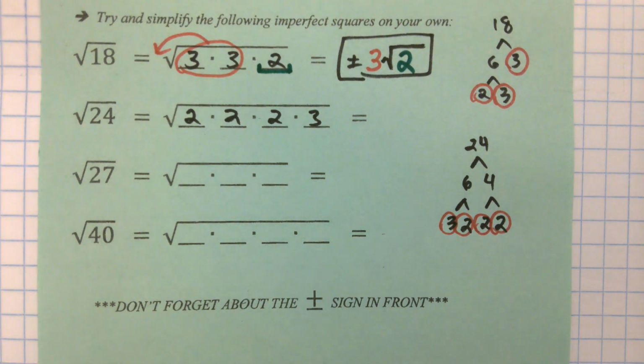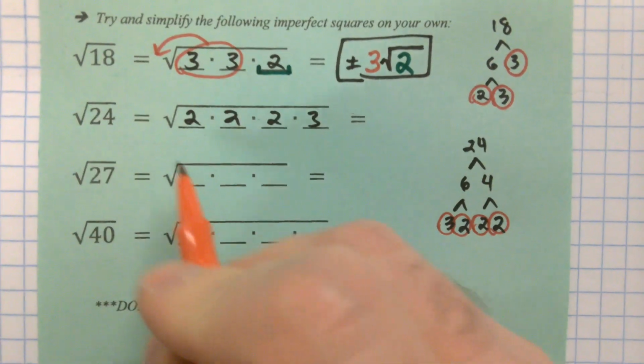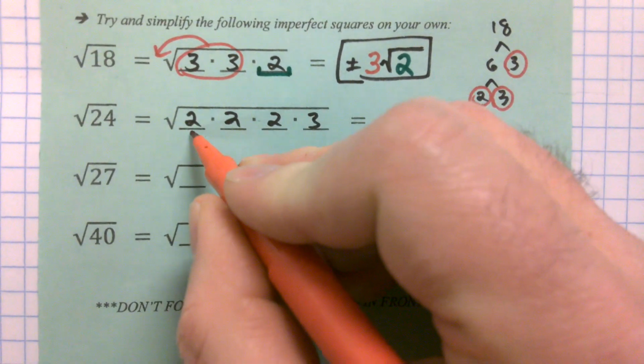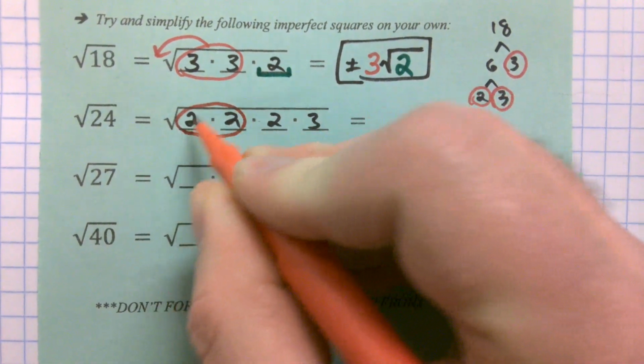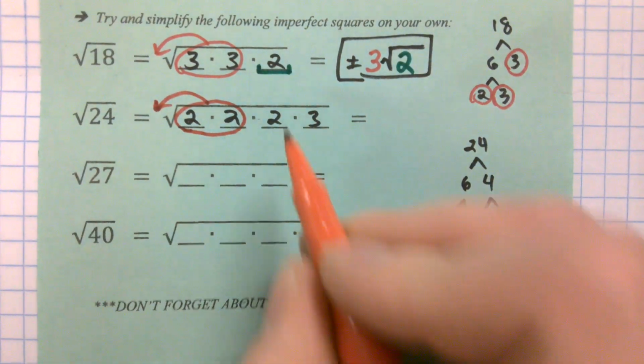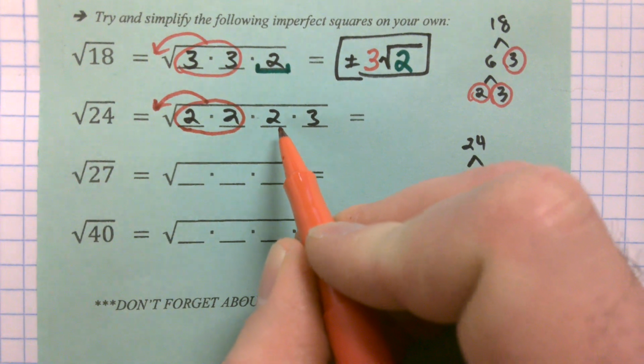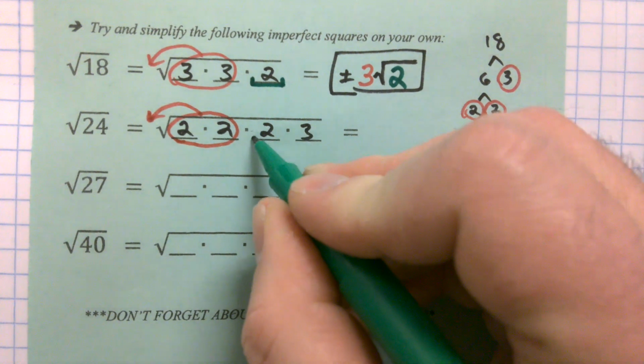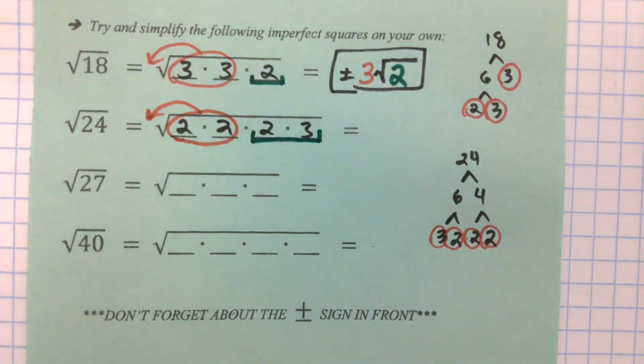Well, hold on. Let's break it down. First, we want to look for a pair to pull out. Is there a pair we can pull out? Yes, we got a pair of 2s. Can we pull out this third 2 here? No, it does not have a partner. We got to leave it on the inside along with that 3.